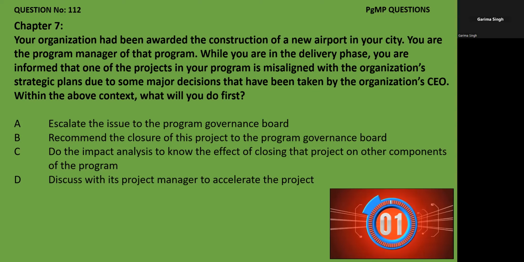This might be the answer because it is a project in the program. First look at A, escalate the issue to the program governance board. As I have learned in PM, we never escalate first. We do all the analysis at our end first, and escalation is always the last option. So A is gone, D is gone.